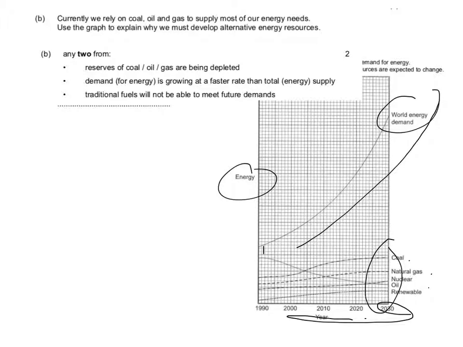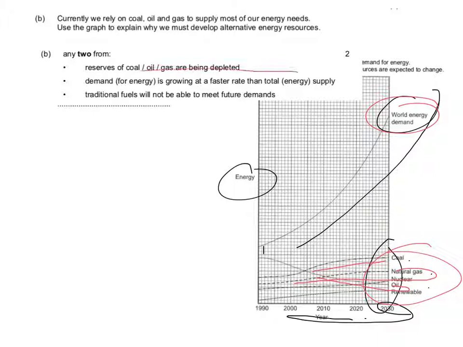So I've just now dropped in the answers. So you can see there the idea that reserves of coal, oil and gas are being depleted. The graph doesn't quite show that coal is being depleted because it shows an increase in coal, but you can see that oil is going down and natural gas is slightly going down as well. So the idea that those are going to run out. The idea that demand for energy is growing at a faster rate than total energy supply, so you can see that the world energy demand is a lot higher than what we're getting from these ones, and that basically the traditional fuels will not be able to meet the demands of the future.